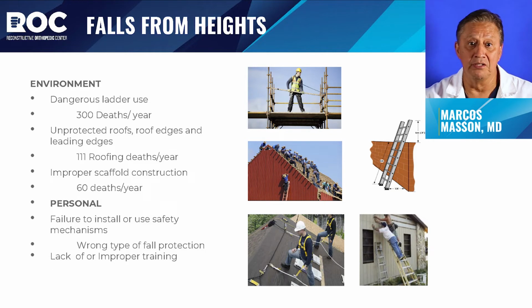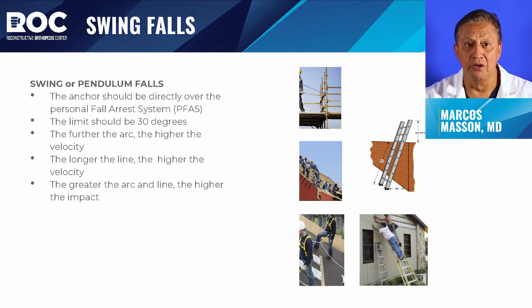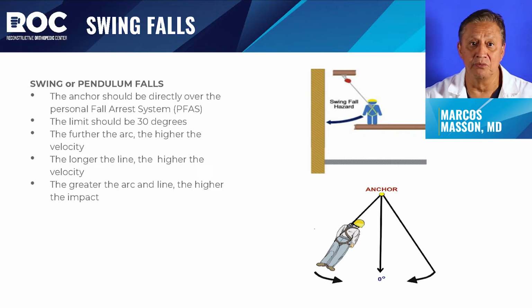Now, personally, falls from a height can be because of lack of installation of safety mechanisms. It could be related to the wrong type of equipment used or lack of proper training. The swing falls are when you're having to work at a significant height and the personal fall arrest system is not used, or is used improperly.